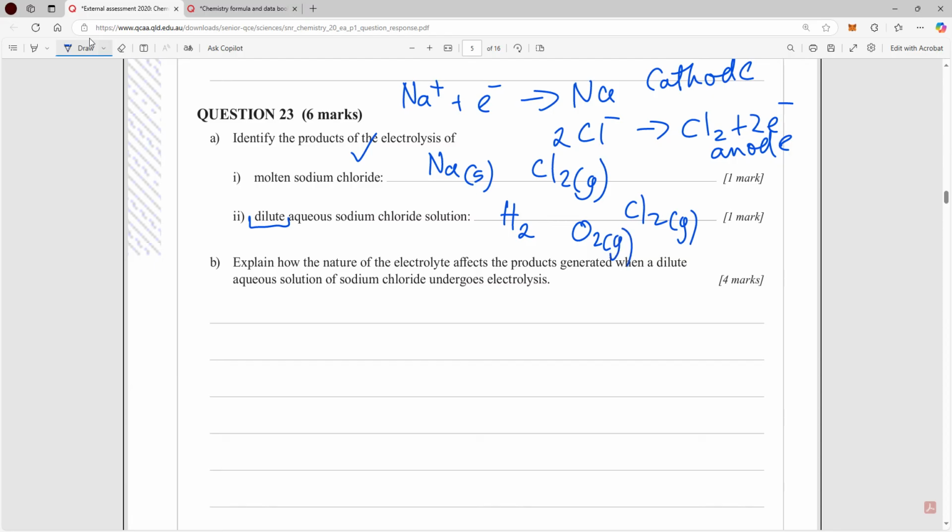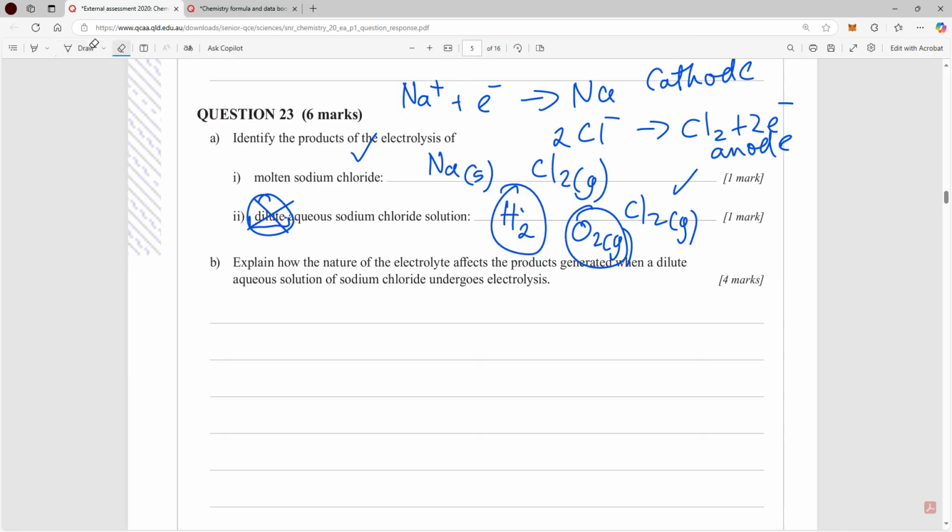So the correct answers with this wording here would just be the hydrogen and the oxygen. If they didn't have this word here, it would be hydrogen and chlorine though. Okay, but because of that word there, the correct answer is going to be hydrogen and oxygen, I believe. Okay, hopefully we got that right.